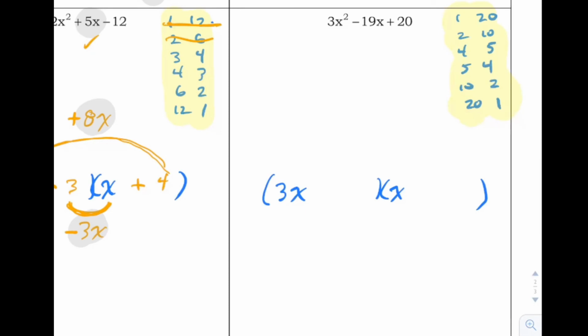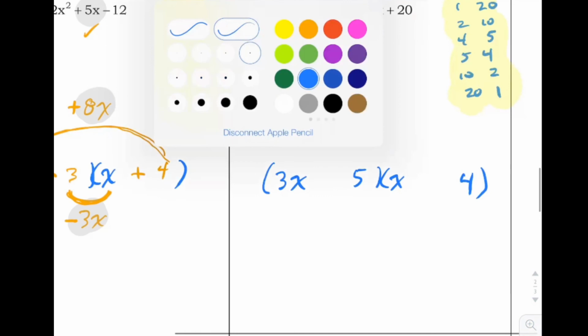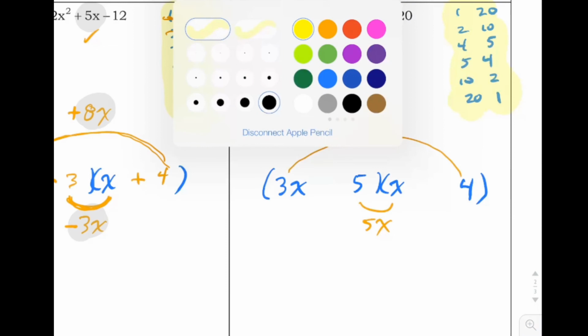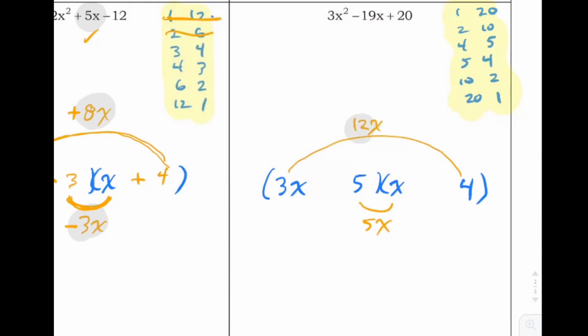Now, having made the list doesn't mean you have to start at the top of the list. Maybe I'll start in the middle of the list. I want to start with the 5 and the 4. Let's see if this does me any good. Starting with the 5 and the 4, I would have a 12x on the outside. I would have a 5x on the inside. Does a 12 and a 5 give me a 19? No, it does not. So I'm not going to do that then. Not the 12x, not the 5x, not the 5, not the 4. And now I can cross off the 5 and the 4.